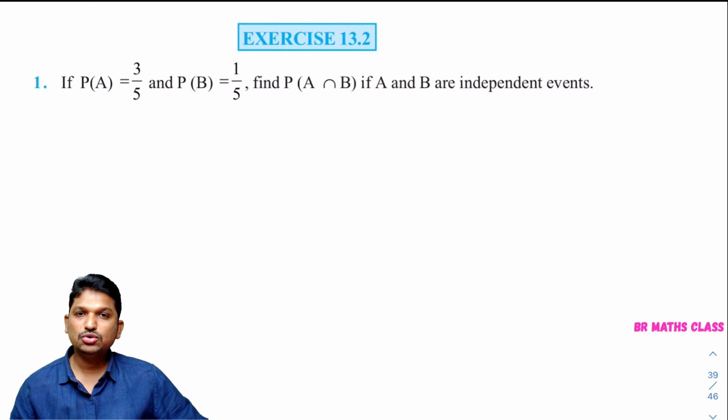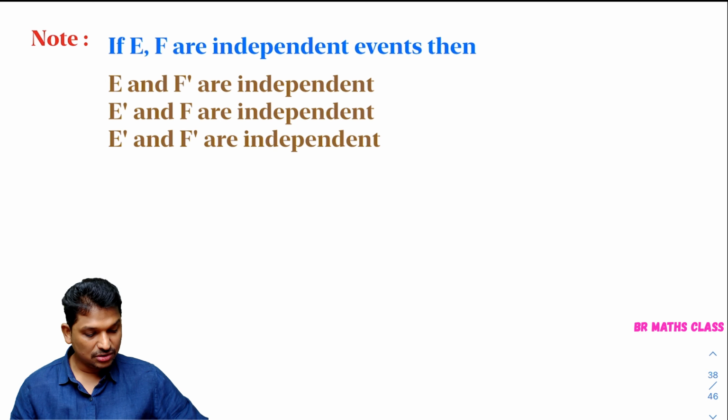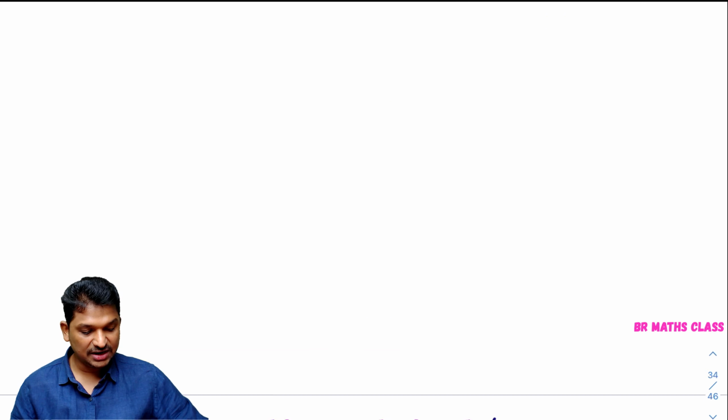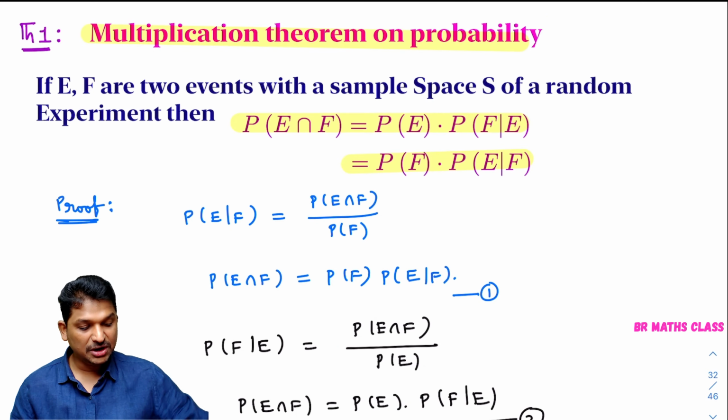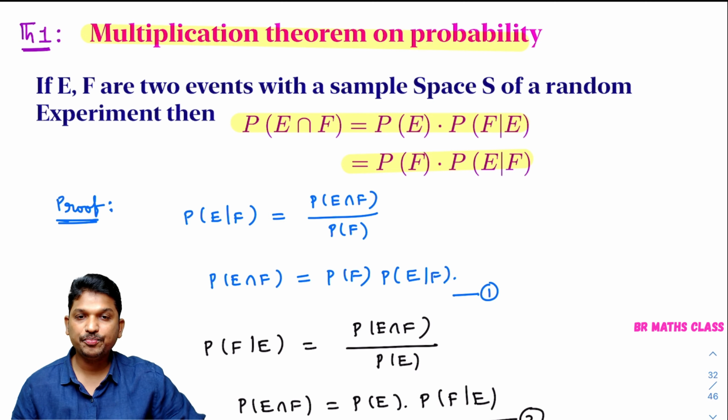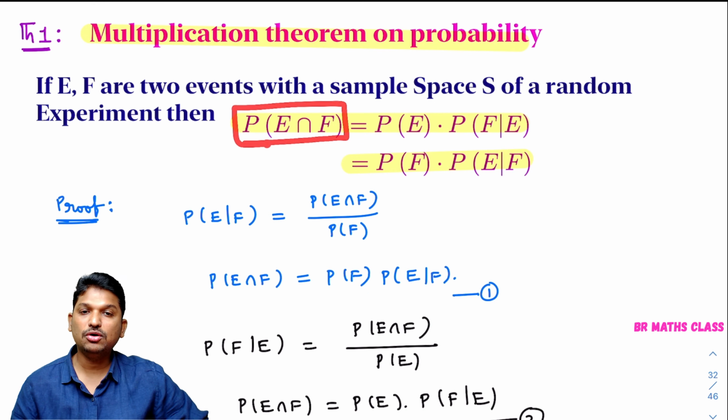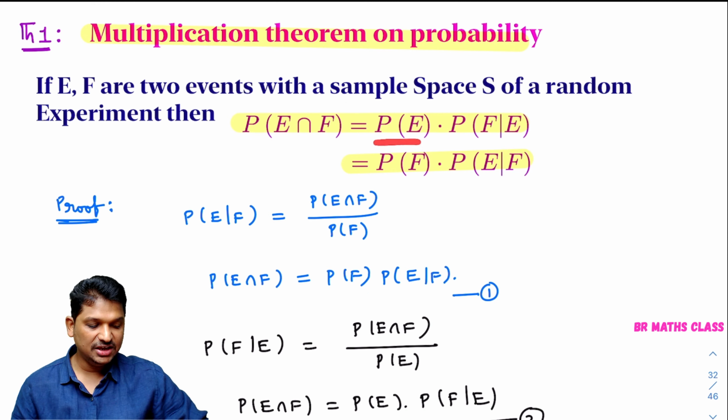Okay, I just want to quickly recall the theory part we learned related to exercise number 13.2. First we learned the multiplication theorem on probability. The multiplication theorem on probability says that probability of E intersection F can be written as probability of E into probability of F by E.